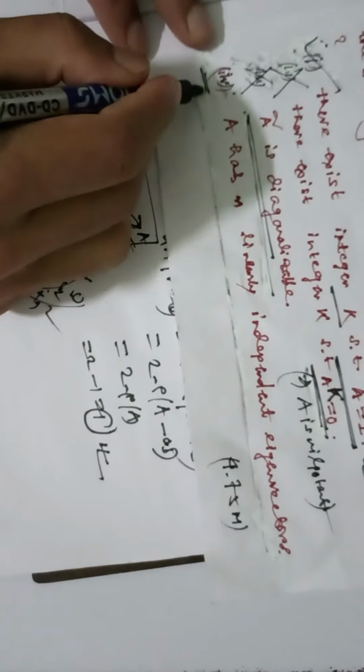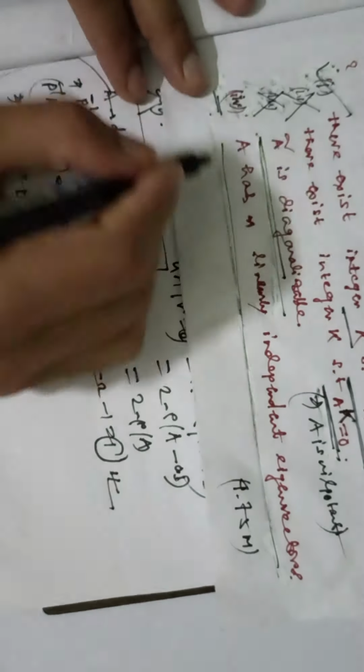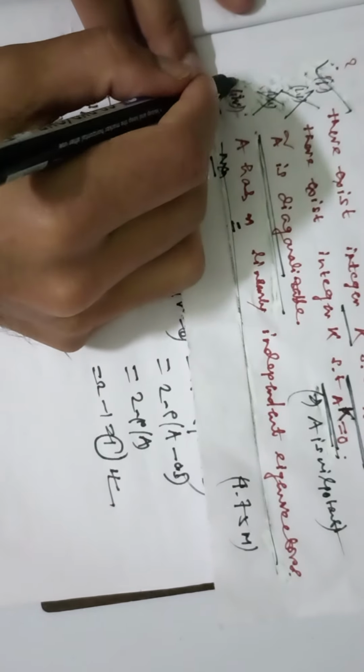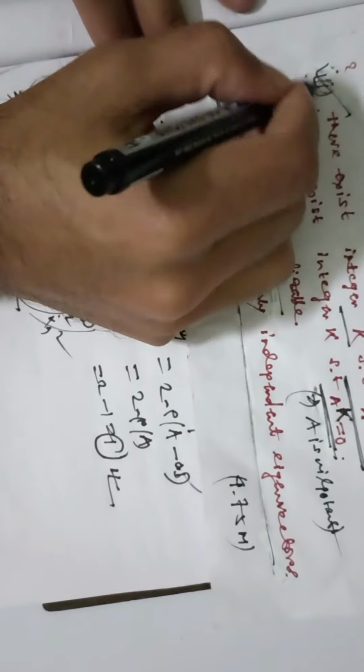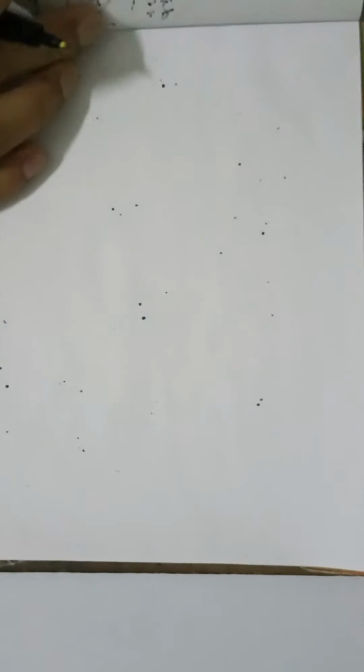Now go through option 4. Option 4 says it has n linearly independent eigenvectors. It is a standard result: if an n cross n matrix has n linearly independent eigenvectors, then it is diagonalizable. This option is true, but I will give a small proof regarding this. How can we say that if A is an n cross n matrix with n linearly independent eigenvectors, then it's diagonalizable?